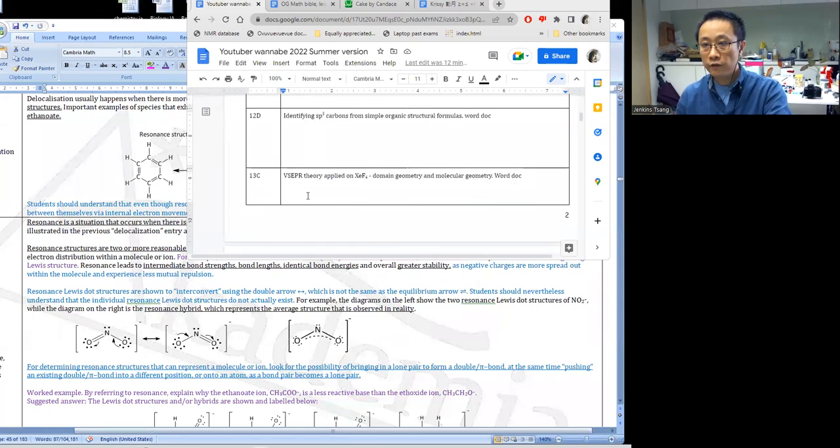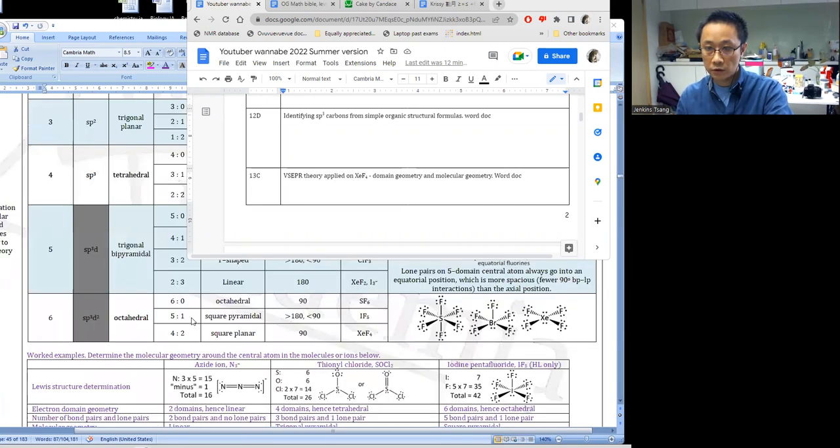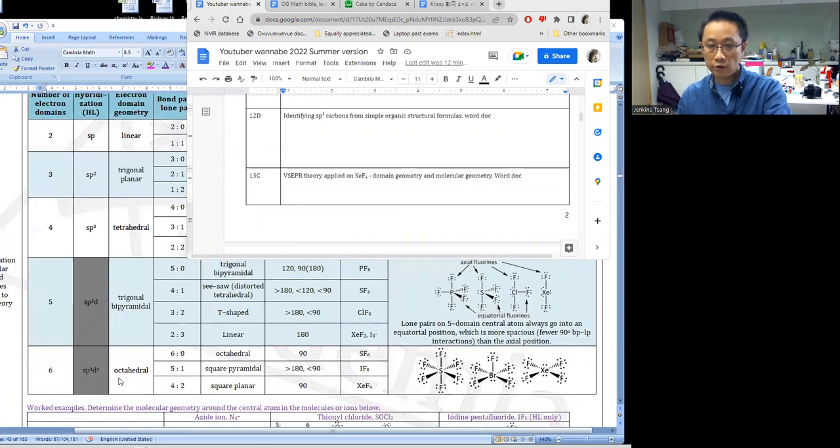Moving on, question 13, VSEPR theory applied to xenon tetrafluoride. So what are the electron domain geometry and the molecular geometry of XeF4? This is a pretty standard question within the higher level syllabus: a 6-domain central atom. If you draw the dot structure first, how do you draw the dot structure?